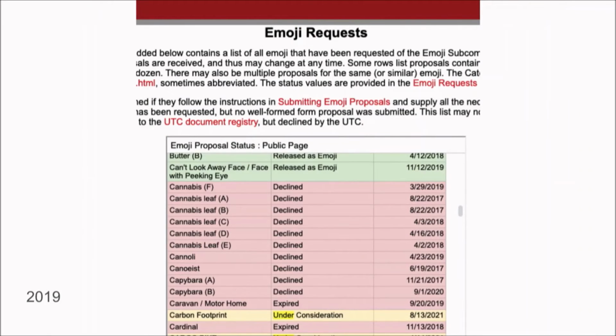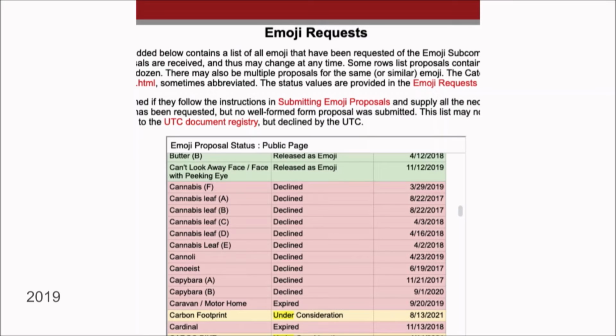So we get a lot of proposals. You can see here we've got 5 or 6 just of cannabis leaf alone. In fact, that's still not all of them. There's another one for pot leaf further down. And then I think there's still another one called marijuana lower than that. So we get a lot of proposals.